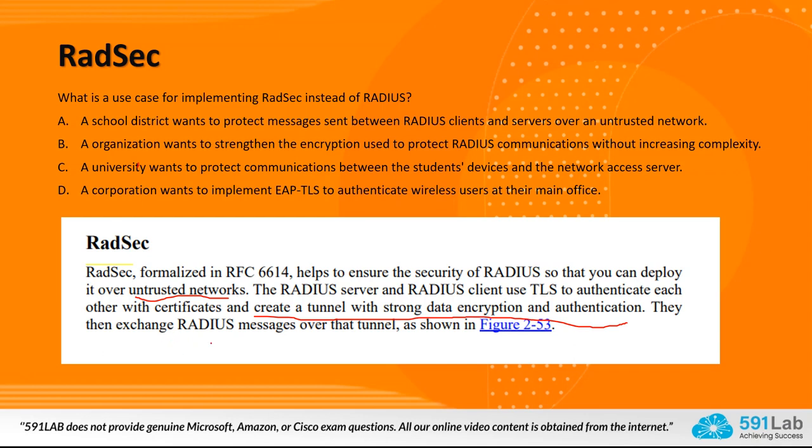So the closest match is the school district that wants to protect the RADIUS messages before they are exchanged. That means protecting the RADIUS messages sent between RADIUS clients and servers over untrusted networks. So the most appropriate one is option A.